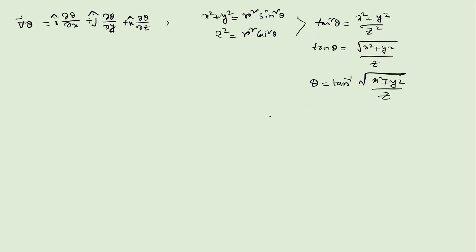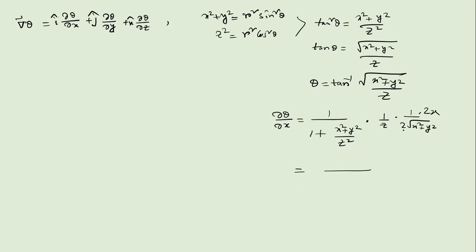If you take the derivative with respect to x, del theta by del x, what will you do? The derivative of tan inverse is 1 by 1 plus this square, that is x square plus y square by z square, into the derivative with respect to x. So 1 by z, and then 1 by 2 root under x square plus y square into 2x. If you multiply that, the 2 cancels out and z squared, so one z is remaining here. In the denominator there is x square plus y square plus z square, and in the numerator is x, and there is root under x square plus y square and z. This is del theta del x.